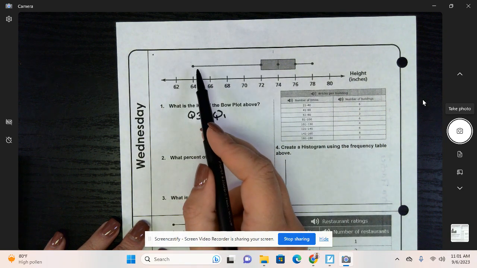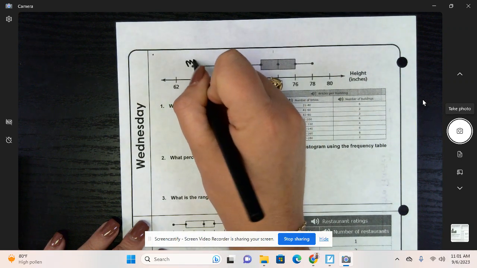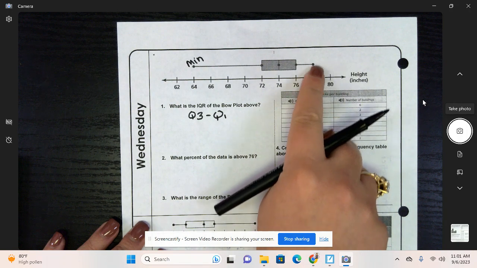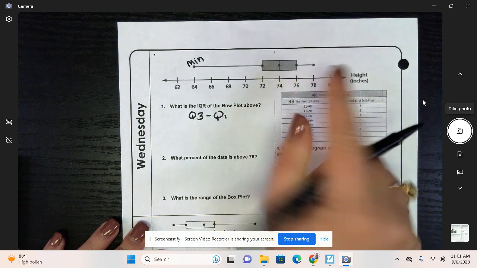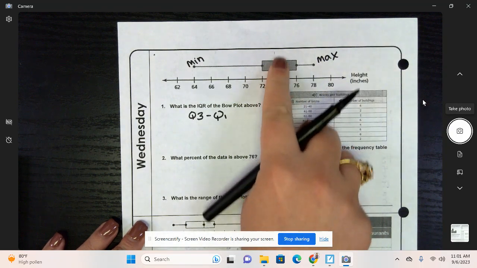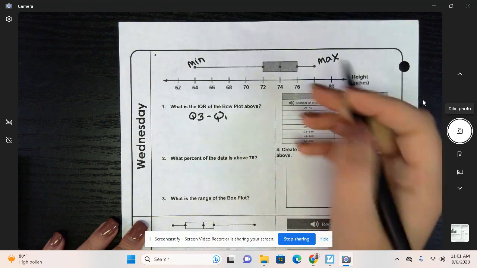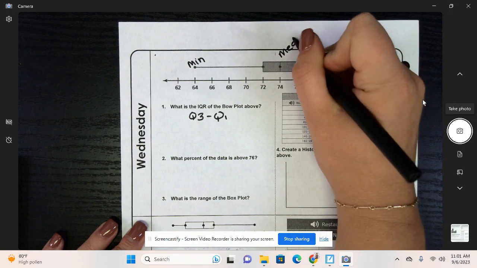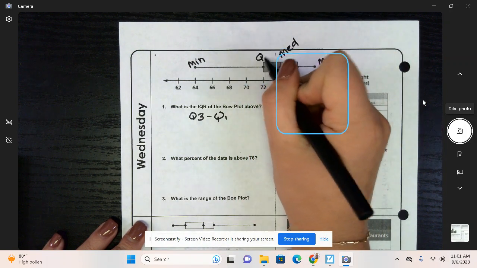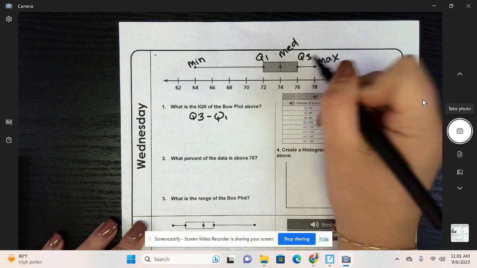Our first point on our box and whisker is the minimum because it's the smallest number recorded. And up here, 78 is our max because it's the greatest number recorded. 74 is the number in the middle, which is our median. So that leaves us right here at this point as Q1 and Q3.